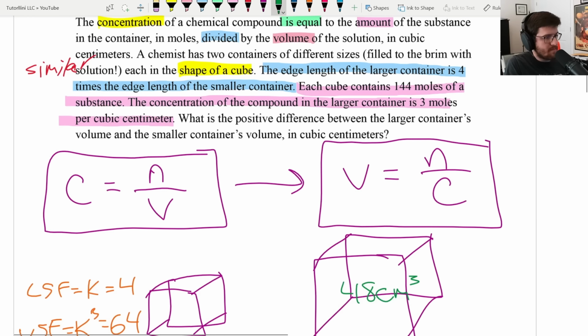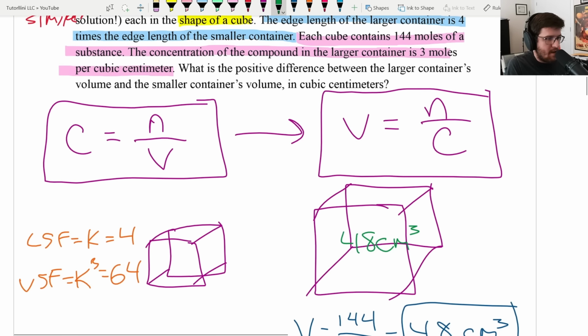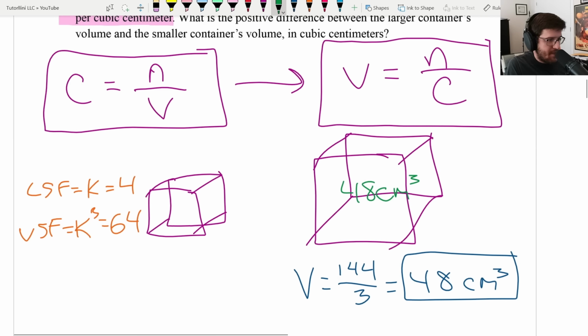And we talked about how the volume of this one is times 64, the little one. So if I divide by 64, I'll get the volume of the little one, which is 48 divided by 64, which is 0.75.